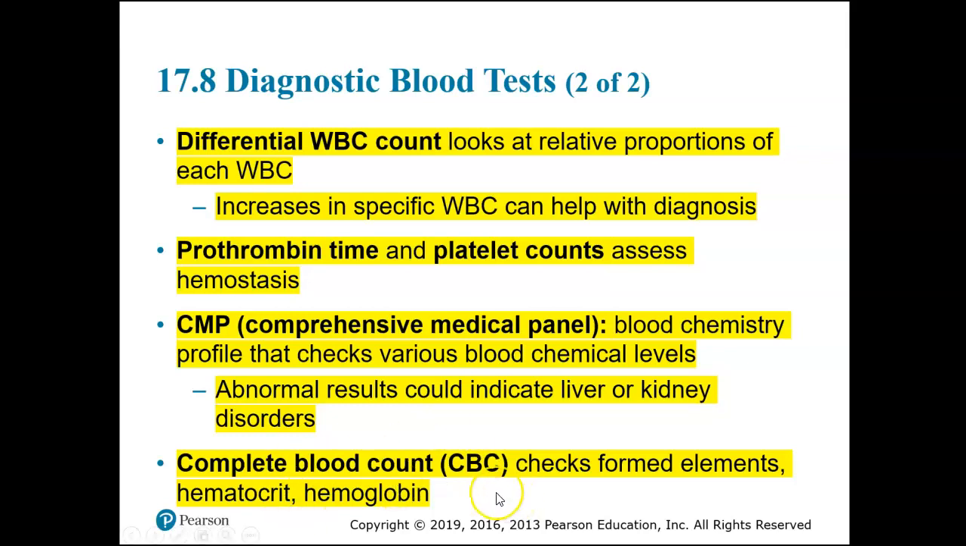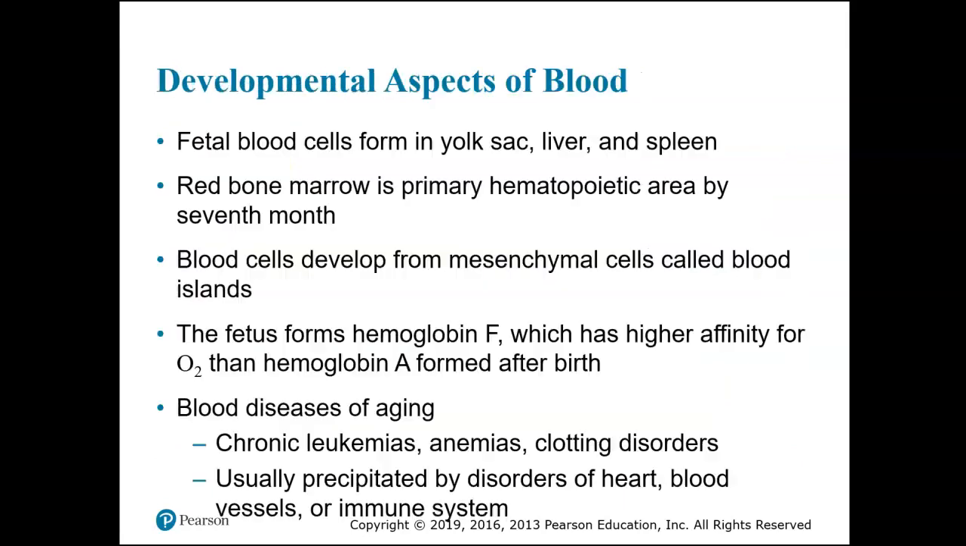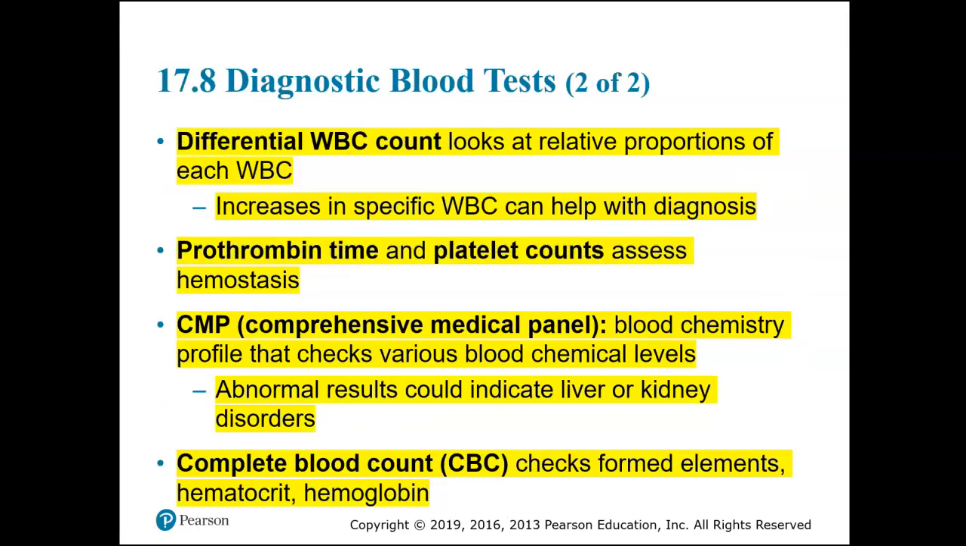A complete blood count checks the count of all of your formed elements, including your hematocrit, which is the percentage of red blood cells in your whole blood sample. It also checks your hemoglobin. So these can indicate anemia, that kind of thing, and also cancers of the blood.